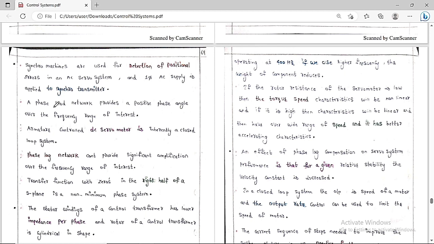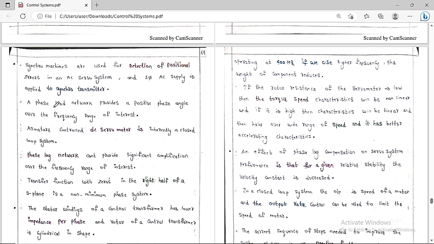The next point is armature controlled DC servo motor is inherently a closed loop system. As I've already told you in the case of DC servo motor, with the help of armature control as well as with the help of field control. As I've already shown in the block diagram, the armature controlled DC servo motor has a closed loop system, because there is a feedback. But for field controlled DC servo motor, there is no feedback. It is an open loop system.